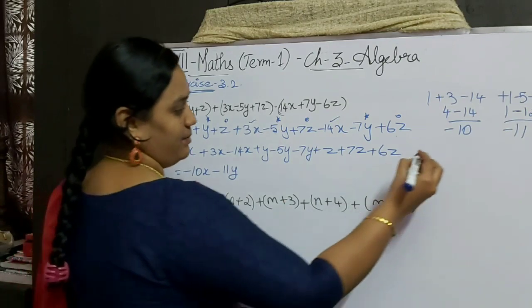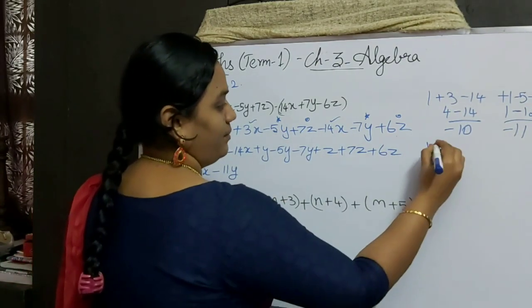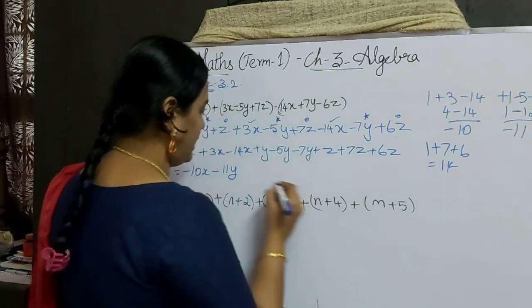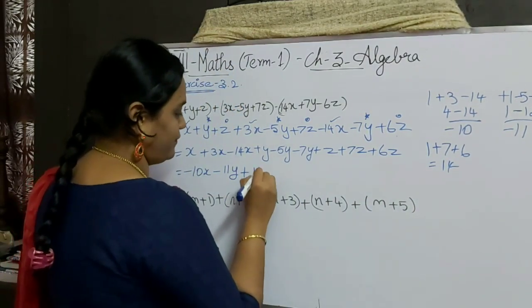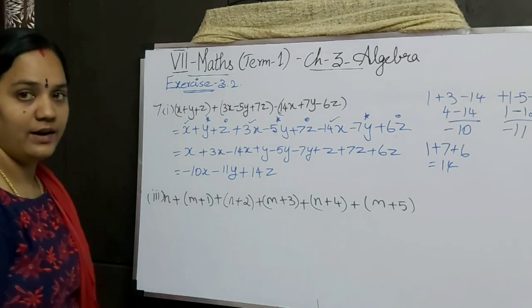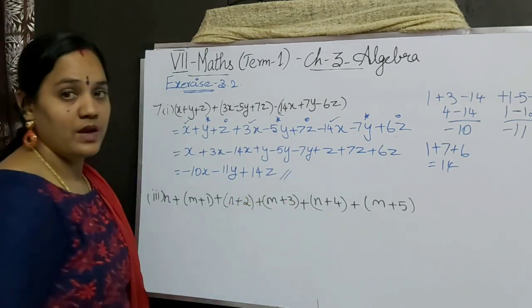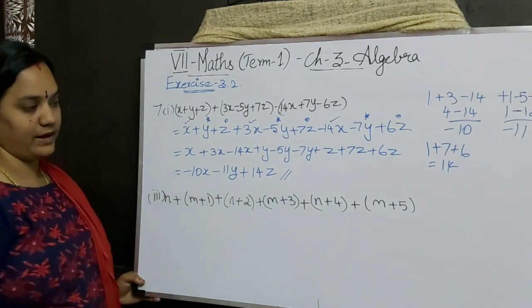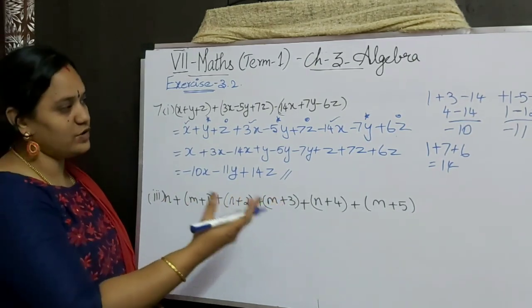Now z term: 1 plus 7 plus 6. So 14. So z term is plus 14z. So this is your answer. Okay, shall we work out this third option now? Yes. Now I am removing the bracket. Already they have given in bracket, so we are removing.